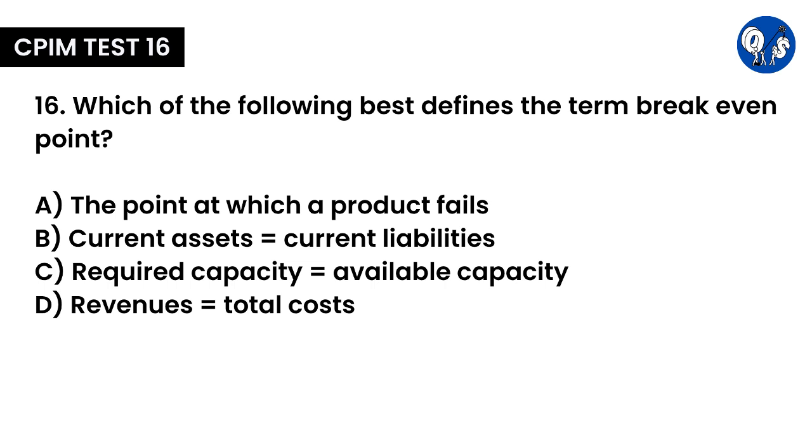Question number 16. Which of the following best defines the term break-even point? A. The point at which a product fails. B. Current assets is equal to current liabilities. C. Required capacity is equal to available capacity. D. Revenues is equal to total costs. Here the correct answer is D. The break-even point occurs when revenues equal total costs. When volume is less than the break-even point, a loss occurs. Conversely, when volume exceeds the break-even point, a profit occurs.